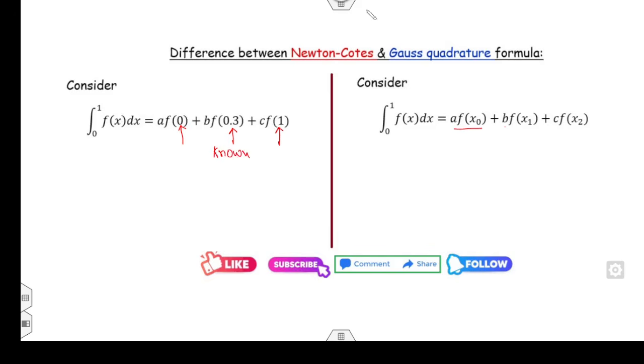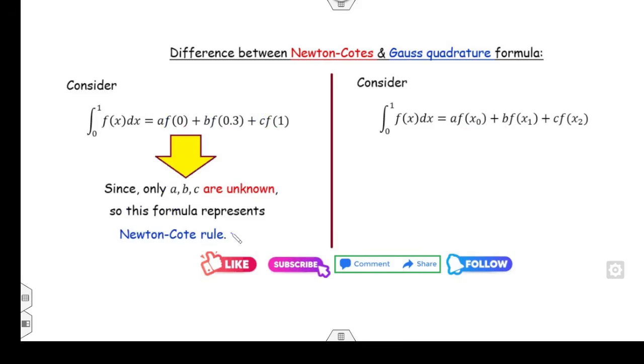And how many unknown values are there? In this, you can see the value of A, the value of B, the value of C. They are unknown. And these are basically my weight vectors. That's the coefficient of the function. So that's why we can solve this problem by using the Newton-Cotes method, because only the weight coefficients are unknown to us. On the other hand, if you look at the weight coefficients A, B and C, these are my weight coefficients.